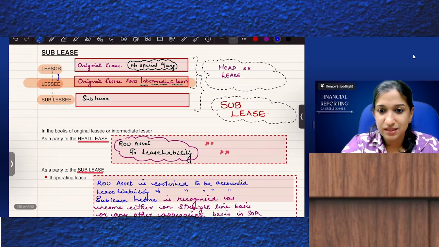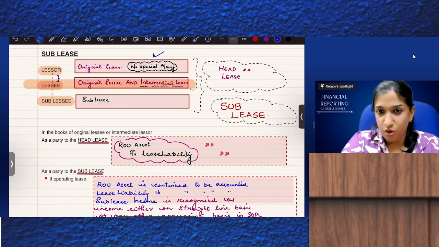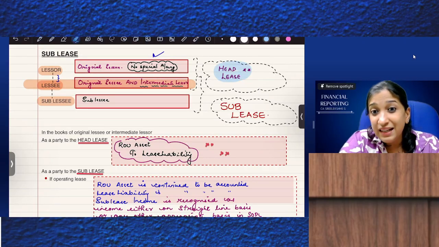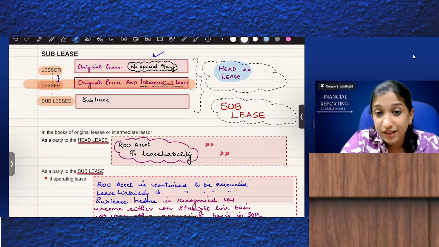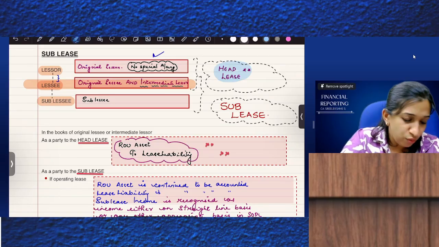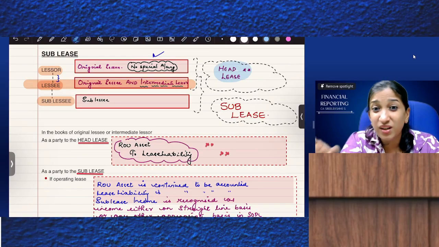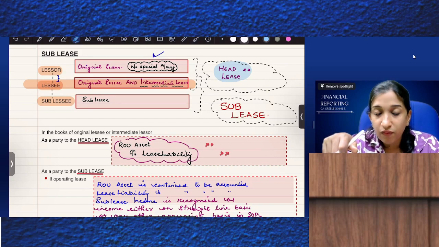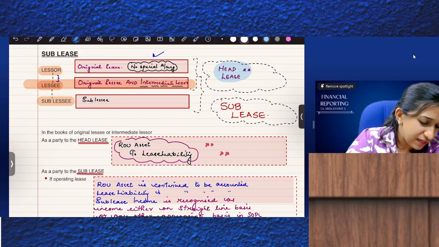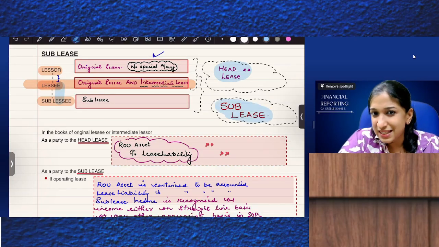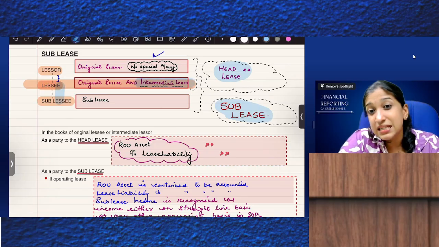Nothing great in sublease. In a sublease, there is an original lease between lessee and lessor. That original lease will hereinafter be called the head lease. Now the lessee is not using the asset. So the lessee can cancel the lease, but there will be a termination penalty. So the lessee has gone for a sublease. So sublease means the lessee has become an intermediate lessor.